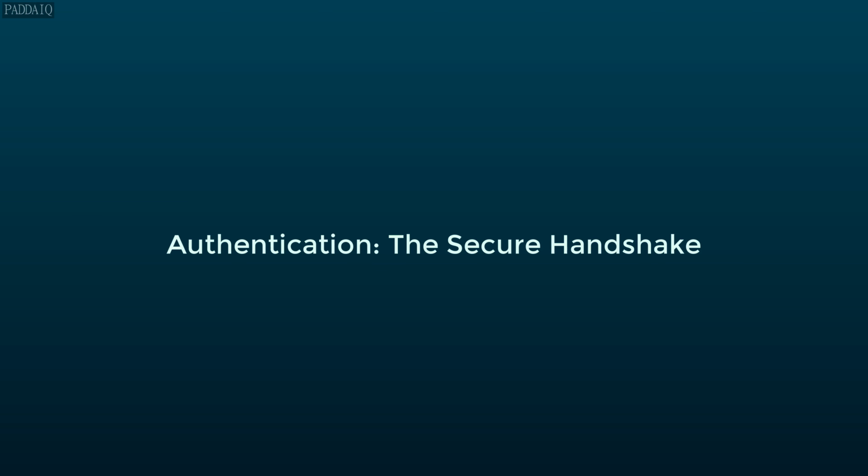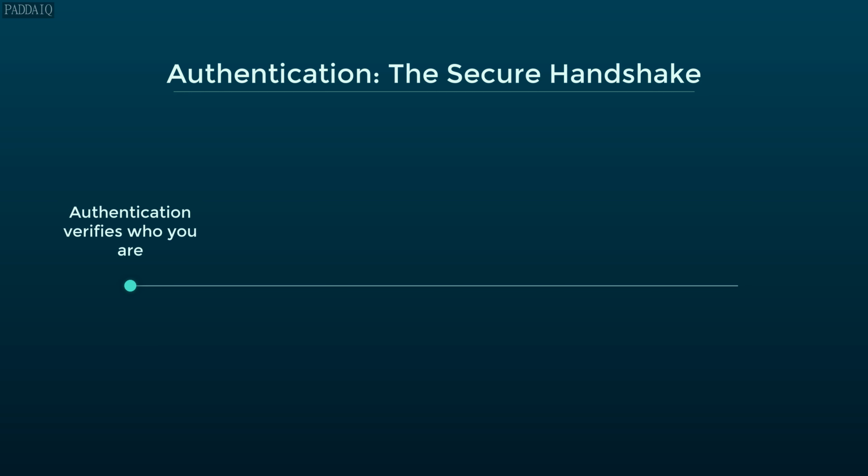Authentication, the secure handshake. Authentication verifies who you are. This means a system confirms your claimed identity, like checking an ID card. For example, when you log into your email with a password, the service authenticates you as the legitimate account owner. This initial verification is the essential first step in establishing any secure access.